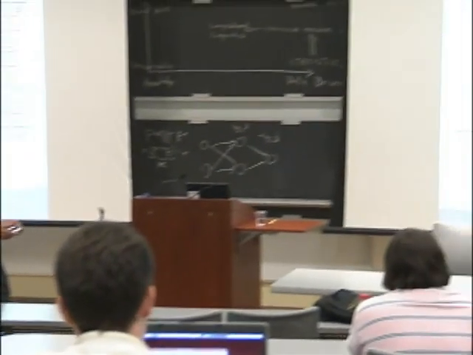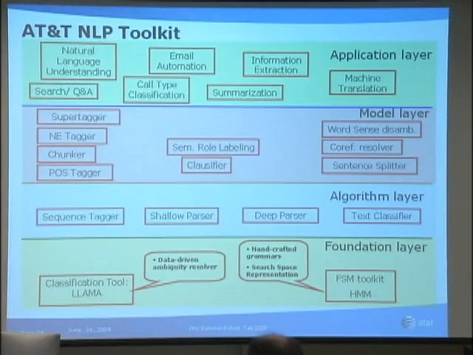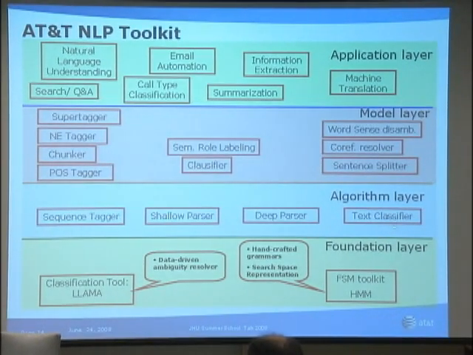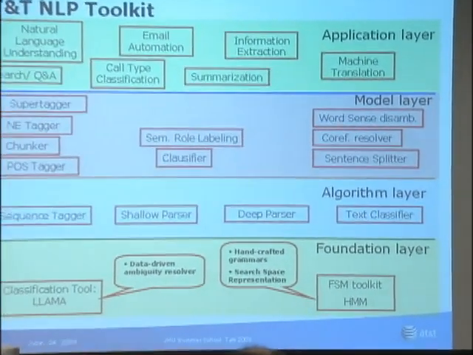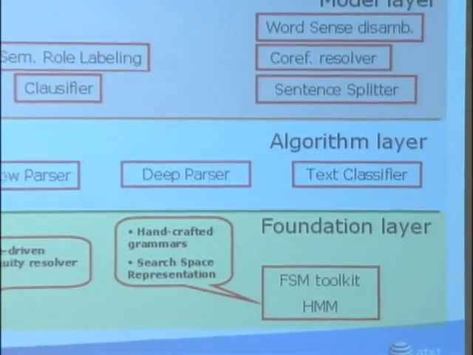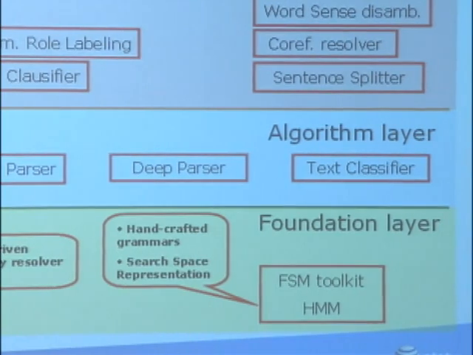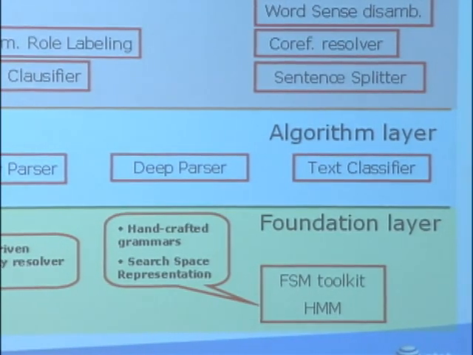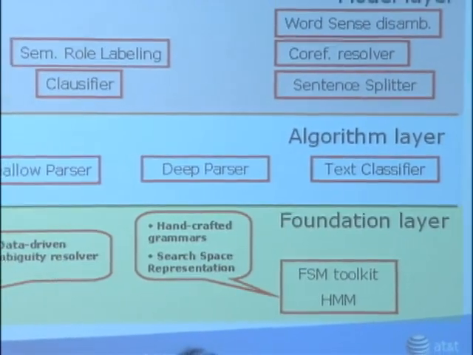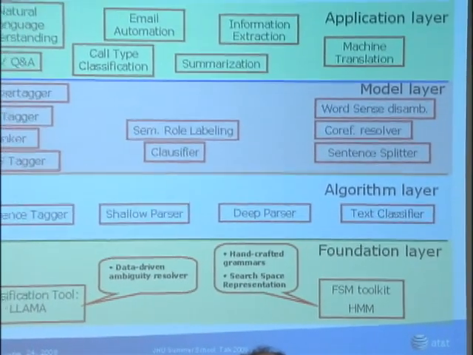Then there is what we call the algorithm layer, which for better or worse has things like a text classifier. Given a bunch of stories from, say, Reuters, sports stories, finance stories, international politics stories, and so on, can you classify them into these categories? As a whole chunk, as a discourse, a piece of text, can you assign a label to it?